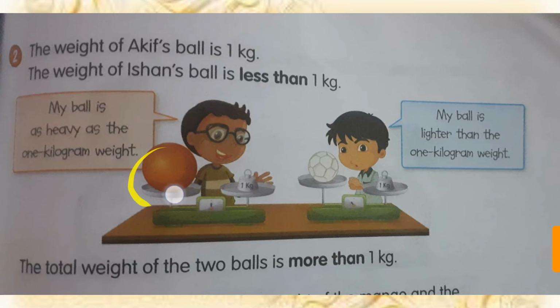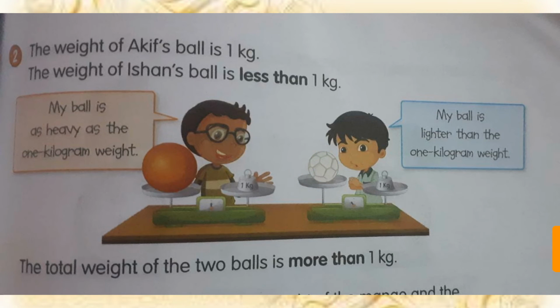So the weight of Akif's ball is 1 kg, but the 1 kg weight is heavier, so it goes down, and the other is lighter. So we can say that the weight of Ishan's ball is less than 1 kg because it is in the upward direction. Akif said, my ball is as heavy as the 1 kilogram weight. Both are the same in weight. My ball is lighter than the 1 kilogram weight.